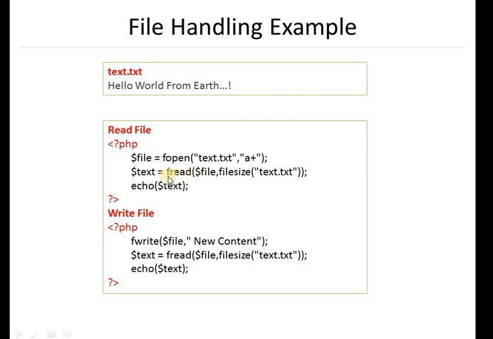Now over here you can see that this is the fread function. The first argument is the handle of the file and the second one is the file size. This value can be any integer value, for example 8 bytes, 20 bytes, 16 bytes, like that. But I want to read the full-size file, that's why I have just used the filesize function itself, and I have just echoed the text. That means whatever content is read from that file is in text, and echo text.